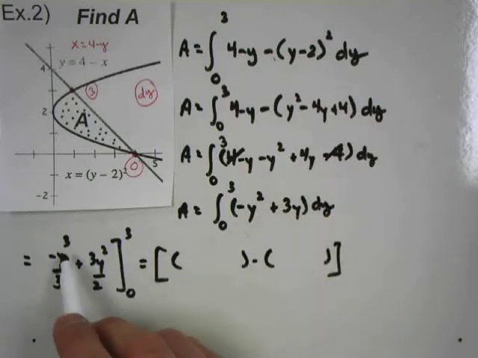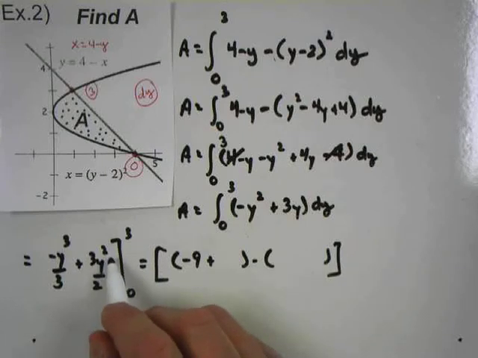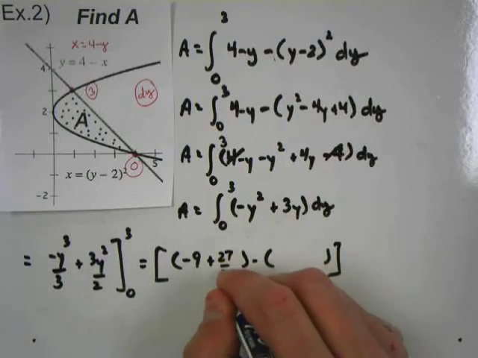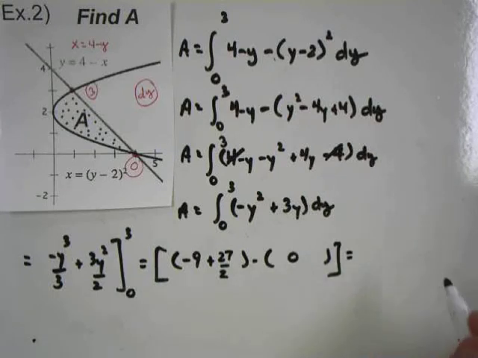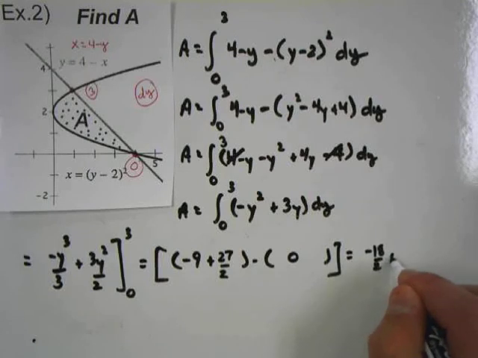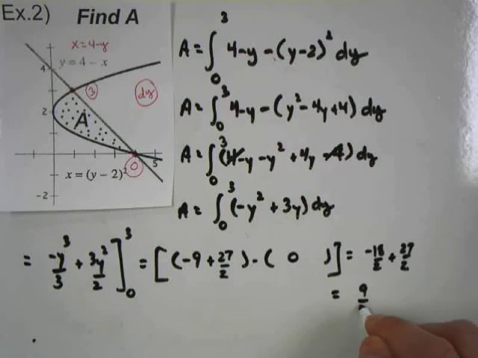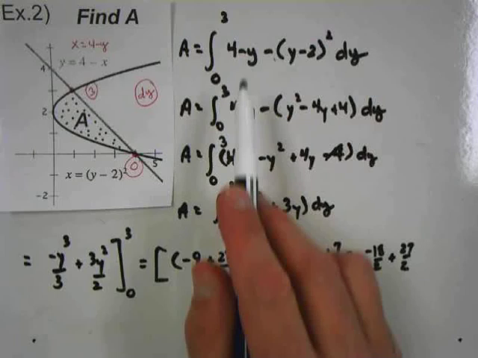So we get 3 cubed, 27. Negate it, we get negative 9 plus 3 squared, 9 times 3, 27 halves. Love the 0. So we're left with negative 18 halves plus 27 halves. Final answer, if you completed it on your own, turns out to be 9 halves. So that's the last technique. Integrate right to left, everything in terms of y.